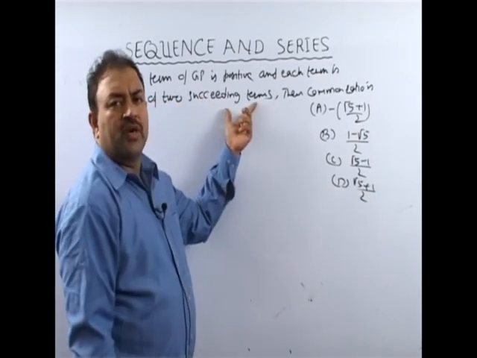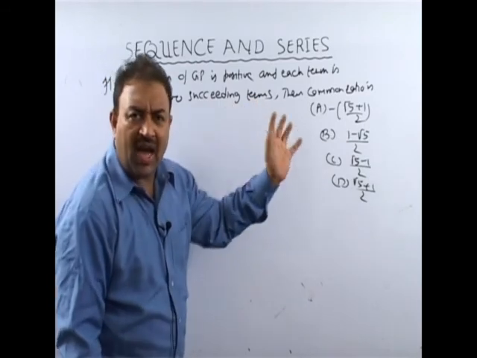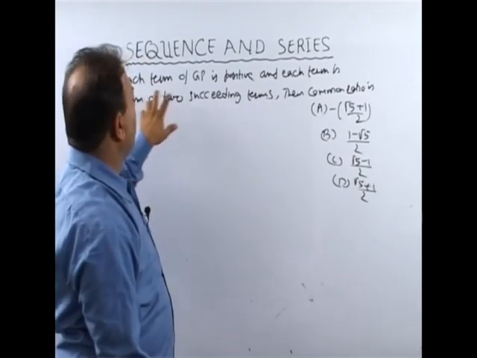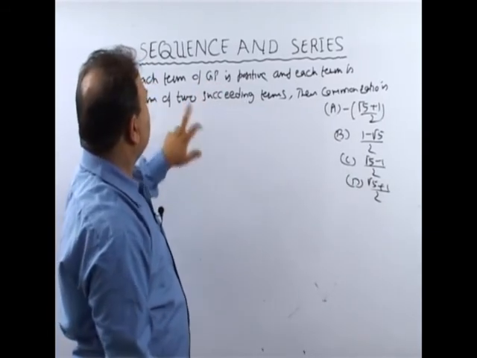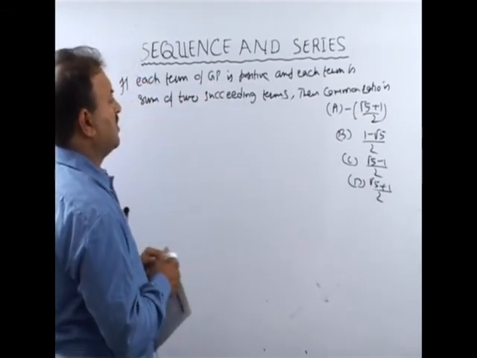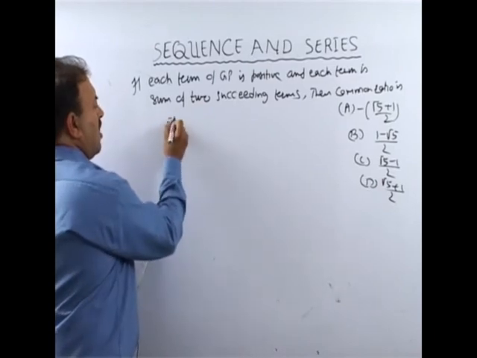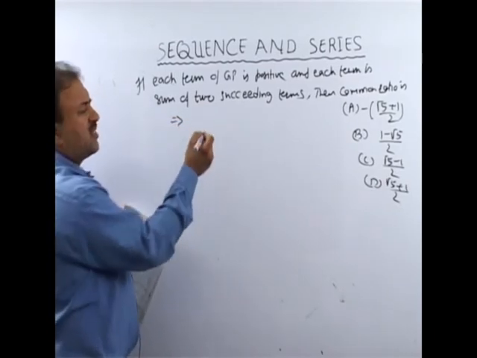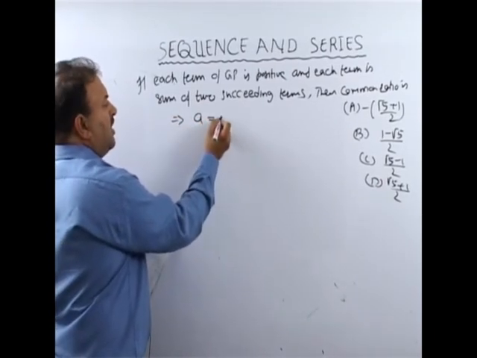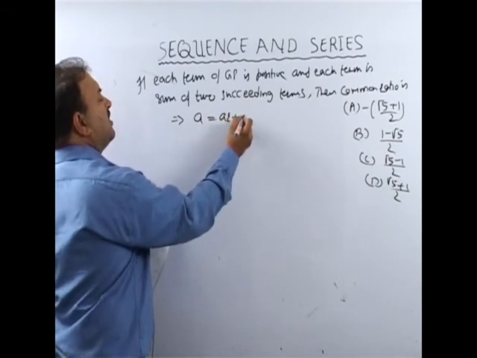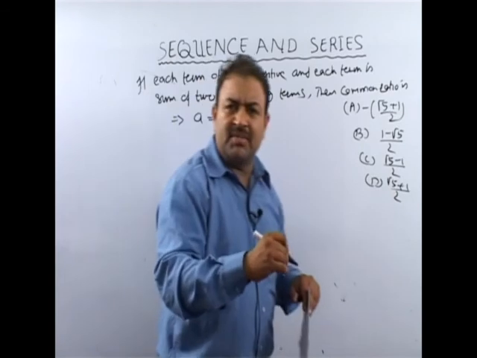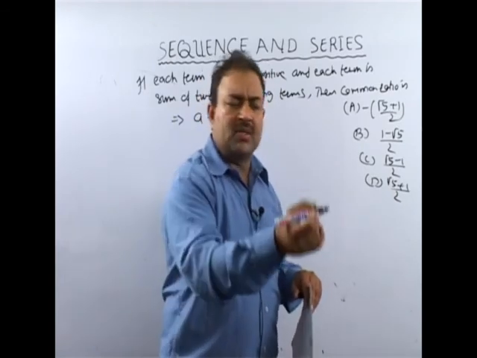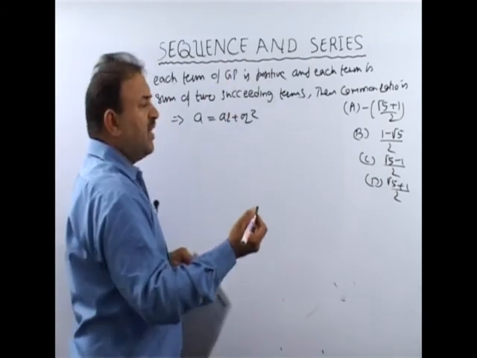Succeeding or preceding are two words. Succeeding means the terms that come after. So we are given each term is positive; this is a condition. And each term is the sum of two succeeding terms. What does that mean? I can take the very first term: it is the sum of two succeeding terms, that means AR plus AR square. Even we can take the second term equal to third plus fourth. Any term we can take.